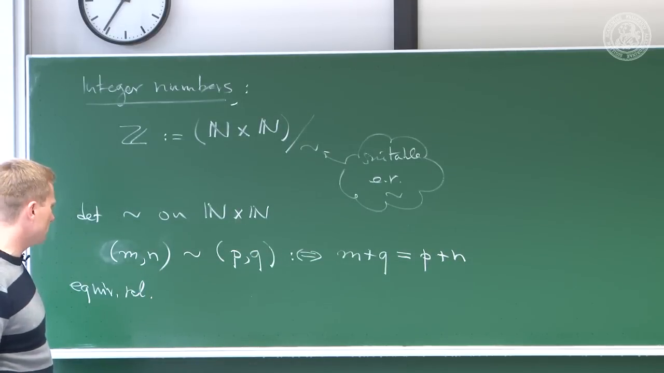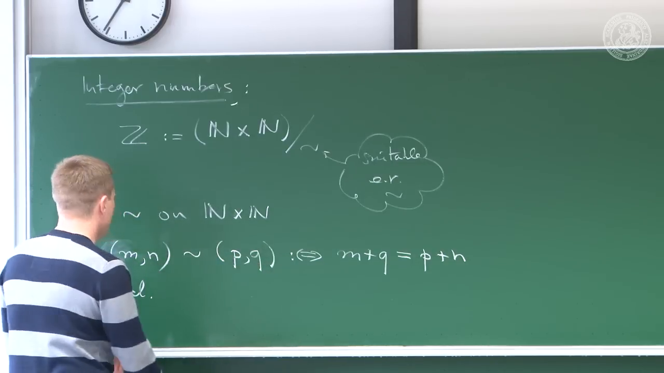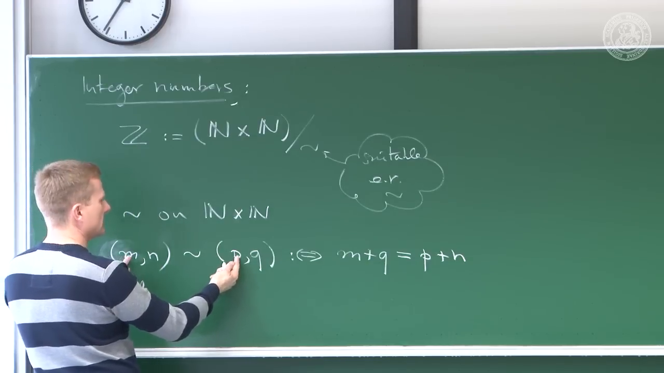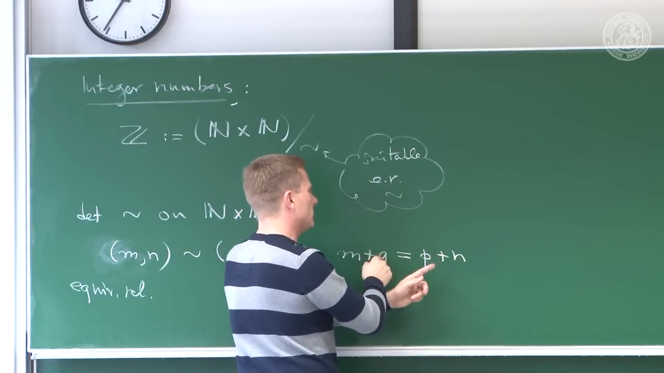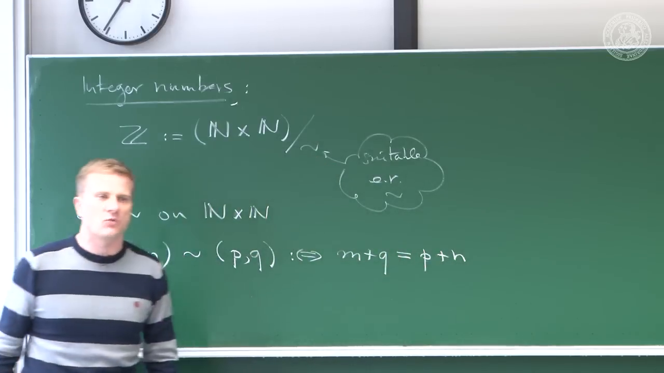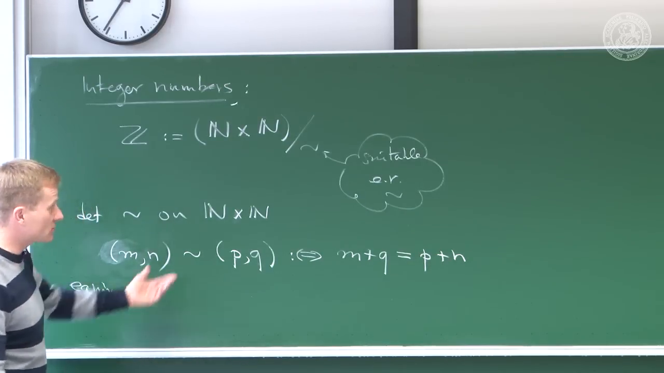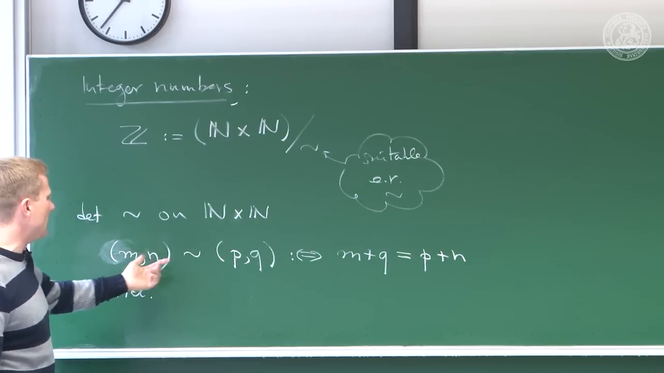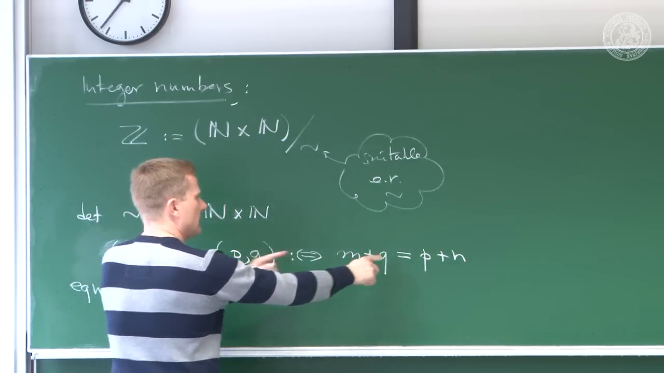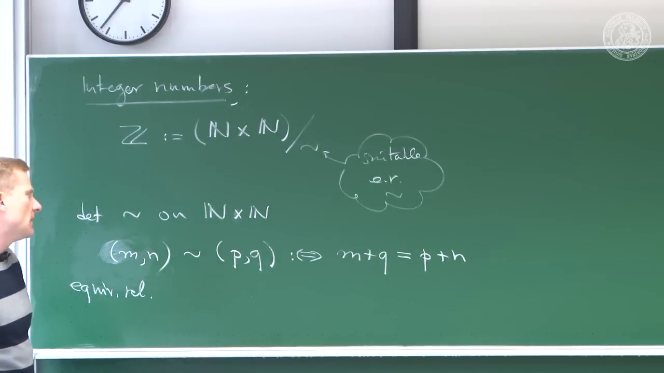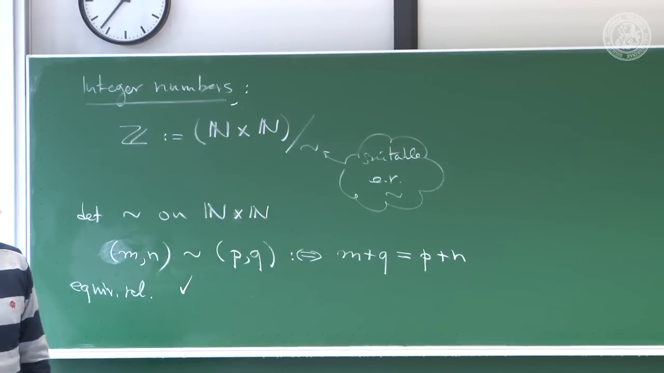So what about symmetry? If M, N equivalent P, Q, then P, Q equivalent M, N, where you have to swap M and P, and at the same time you've got to swap N and Q. If you swap M and P and at the same time N and Q, then it's just the sides of this equation that are swapped, which is obviously still the same equation. So that was symmetry. Reflexive is clear for M, N, because it's then M plus N equals N plus M. This is also clear. And you can also check it's transitive. Let's not do this right now. This is an equivalence relation. Needs to be checked.